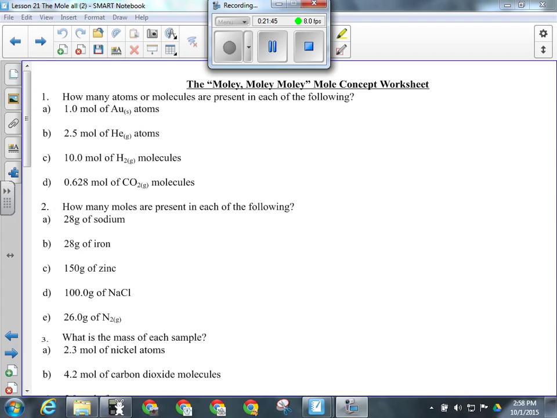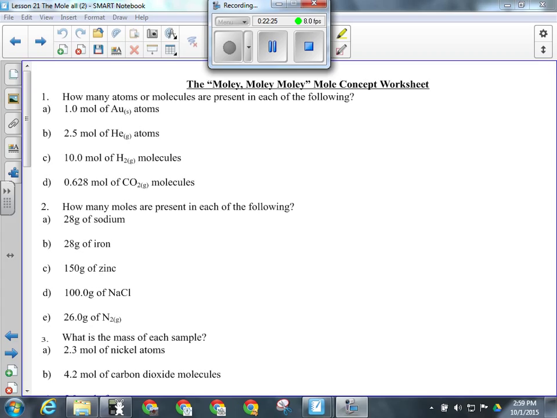Anytime they want to know the number of molecules, what are we doing with Avogadro's number? We're multiplying. So how many atoms of gold are there in 1 mole? How many atoms of anything are there in 1 mole? Exactly, 6.02 times 10 to the 23. All I did for that question was 6.02 times 10 to the 23 times 1. There was only 1 mole. Would it have made any difference what element I put there? Nope.